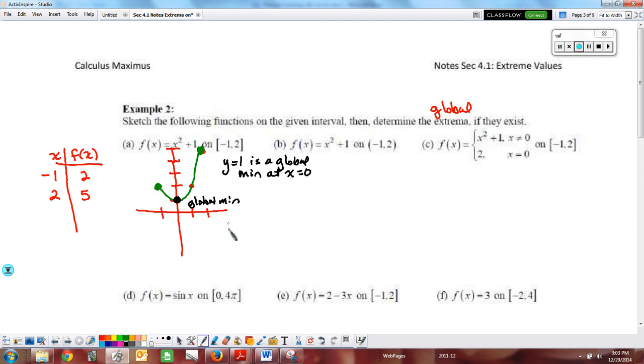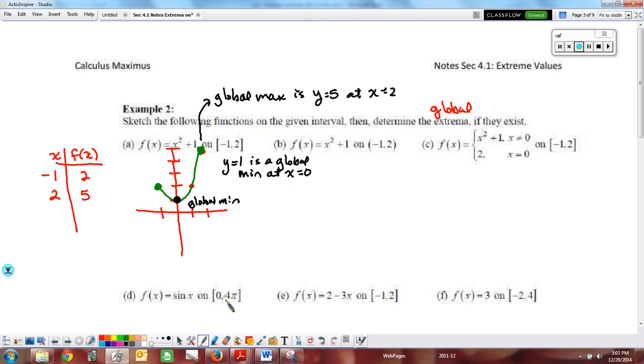And on this closed interval, because we're stopping it here and here, our global max is going to occur right here. So our global max is going to be 5, or I like to stress this, y equal to 5, and it's going to occur at x equal to 2. So the global max is y equal to 5 at x equal to 2. The actual value of the global max and the location of the global max. So fairly straightforward and easy.